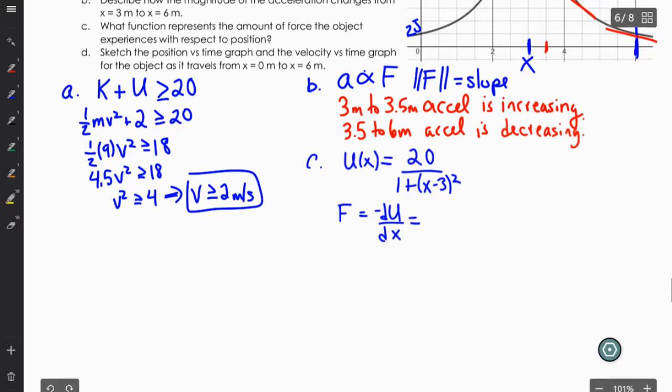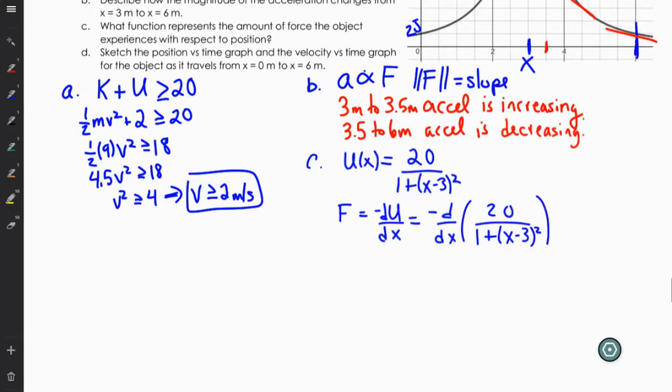So basically, we're going to do negative d/dx of this function. Now the function looks scary because it's essentially a fraction, but you can do some rewriting here to make this simpler. I'm going to factor out a 20, just so I'm looking at 1 over this function. But 1 divided by something is the same thing as saying to the negative first power.